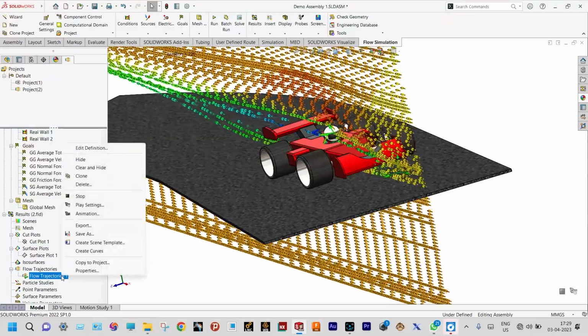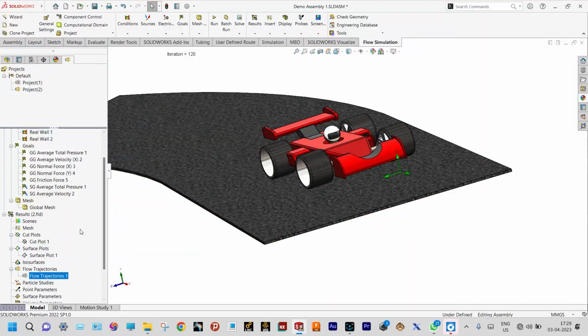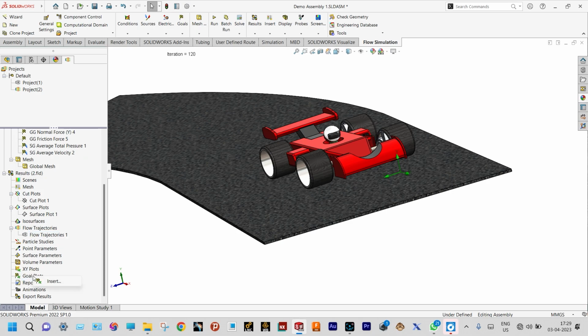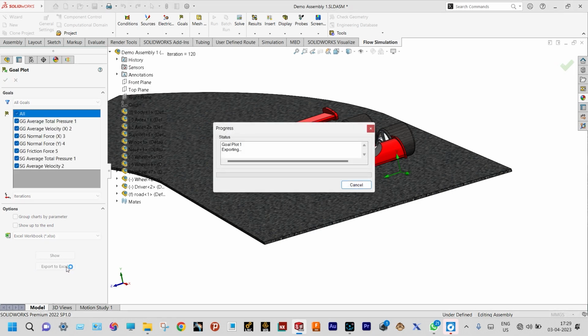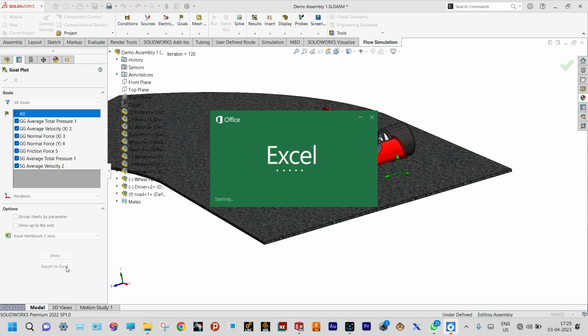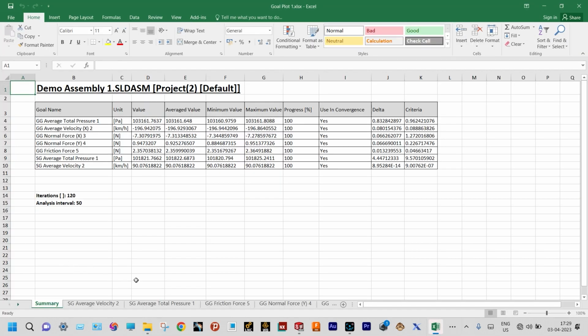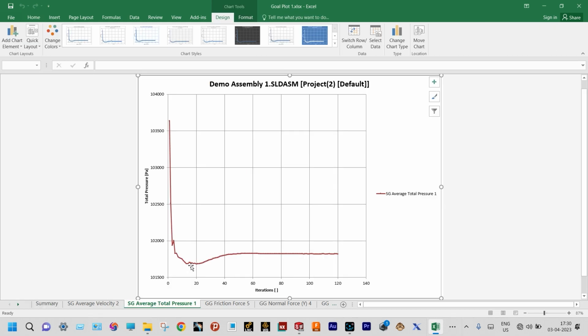Next to that we will see our goal plots. So insert goal plots, and we want to see all the goals. Let us select it from here itself, and instead of seeing it here, we can transfer all these results to Excel and have better analysis. Let us export it to Excel to see the results individually. This consists of all the results. You can see the results.